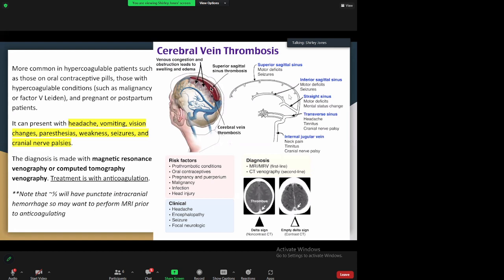She had a huge thrombus in her superior sagittal sinus that over the course of the days got so big, her venous sinus burst and she had a devastating massive brain bleed. So don't miss this diagnosis.